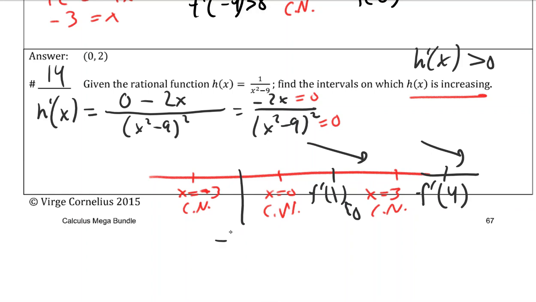Maybe test at negative 1. That would be positive over positive, which is positive. And it could be changing directions here because this is a critical number. So we've got one more to test, maybe negative 4. That would be a positive over a positive, which would be positive.